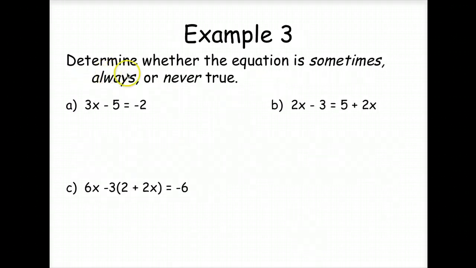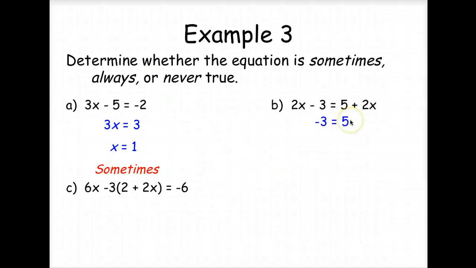We are to determine whether the equation is sometimes, always, or never true. So let's begin by solving for x. So we're going to add 5 to both sides and then divide both sides by 3. So this is sometimes true. Only when x is equal to 1 will this equation be true. If x is anything other than 1, it will not be true. So it's only sometimes true.